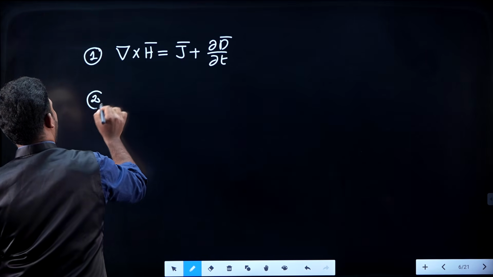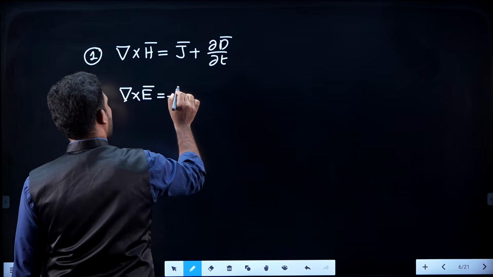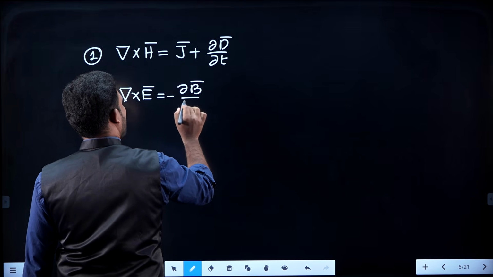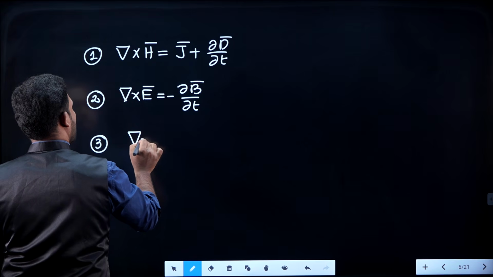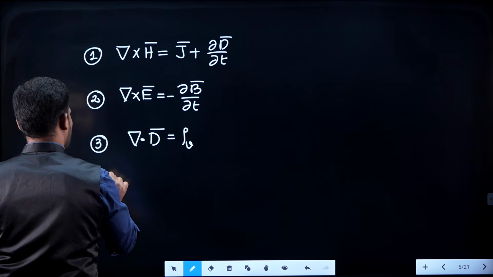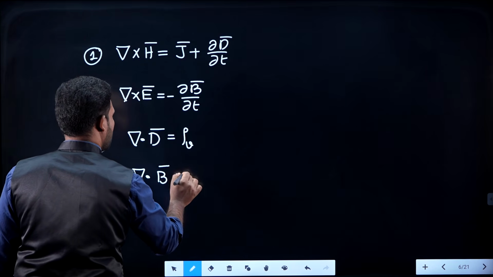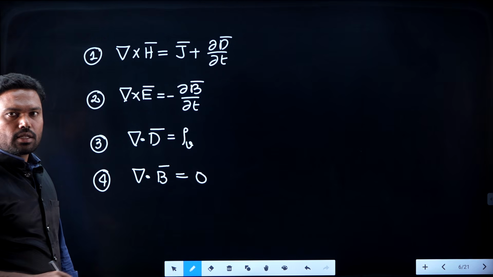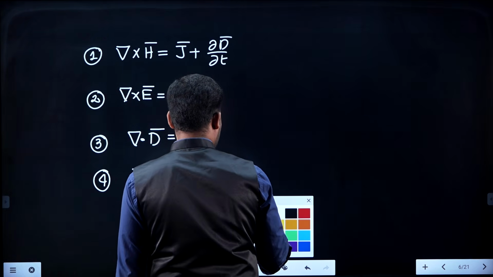Second one, curl of E is equal to minus dou B by dou T. Third one, divergence of D is equal to rho V. Fourth one, divergence of B is equal to 0. These are Maxwell's equations in the differential form, and there is one more form, which is called the integral form.